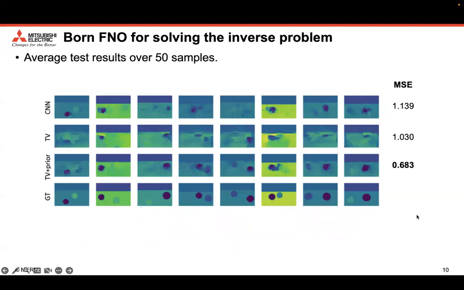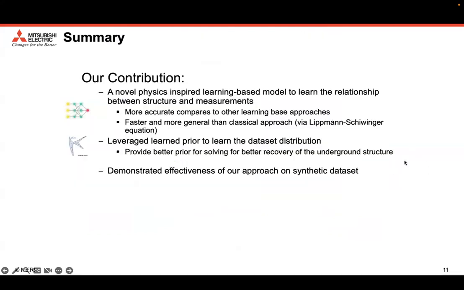We show over here some example results. The bottom row is the ground truth images. The row above it is our proposed approach, which combines both the total variation and the autoencoder method. We then compare that with the Born FNO using total variation as regularization by itself, and then InversionNet, the approach which uses a convolutional neural network. And we see that the mean square error is lowest for our method.